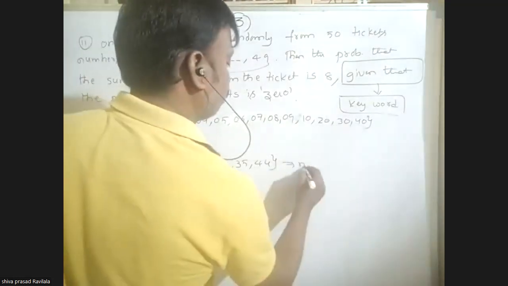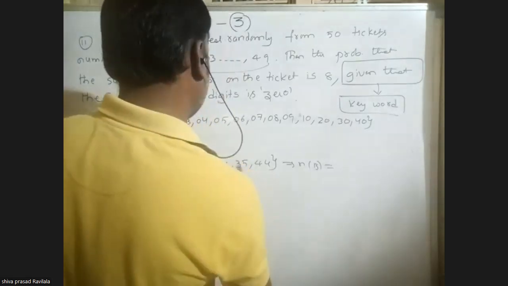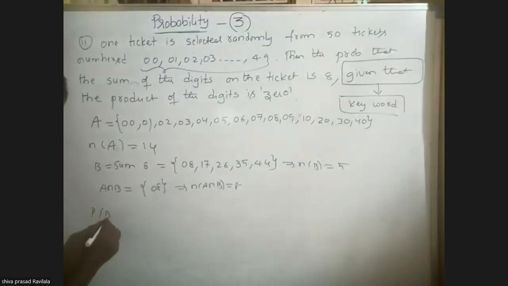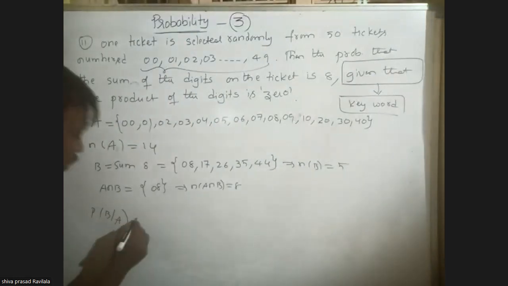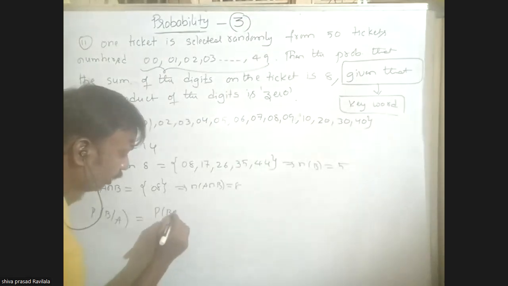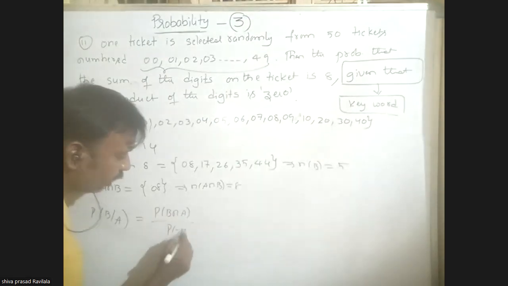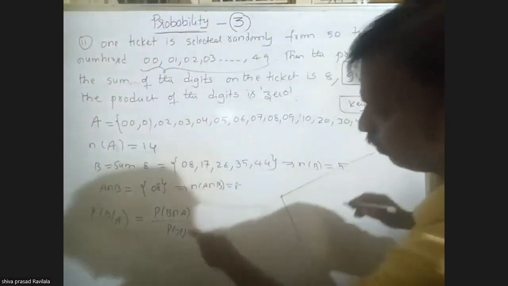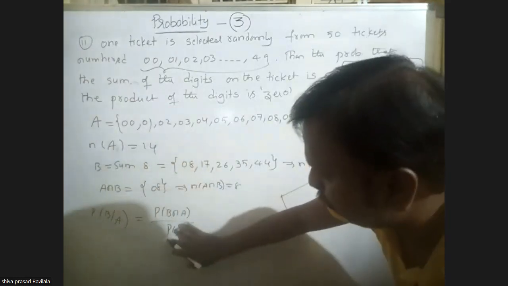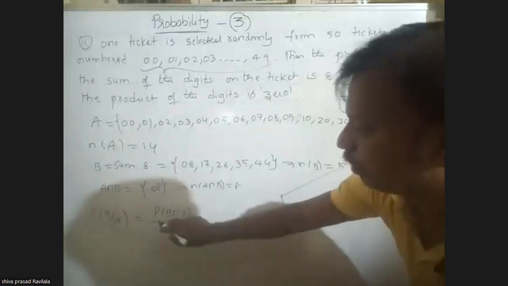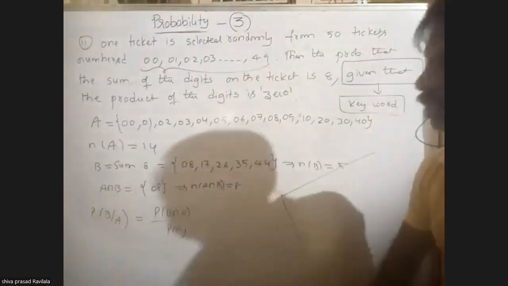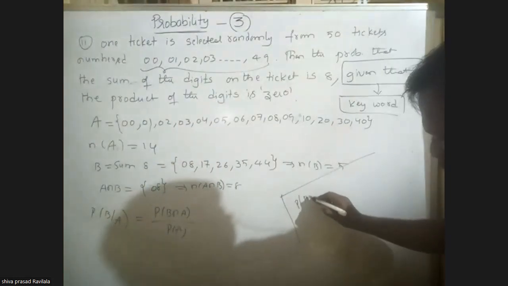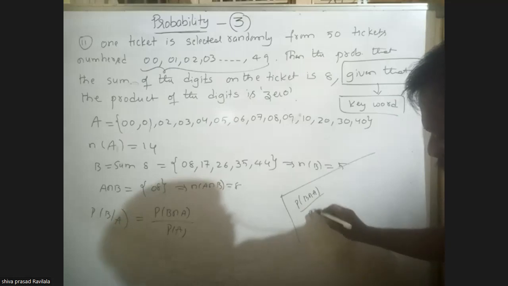Of course, N of B, actually in this N of B, no use. 1, 2, 3, 4, 5. Next, our question: probability of B given A is equal to, what is our formula? Probability of B intersection A by P of A. In this, probability of B intersection A by P of A means, at that time you just write down N of A intersection B by N of A, because N of S cancels.